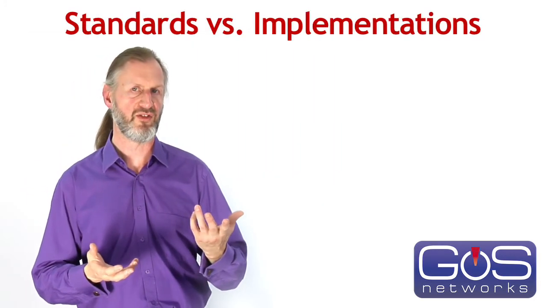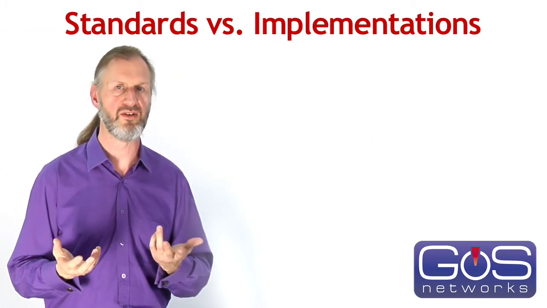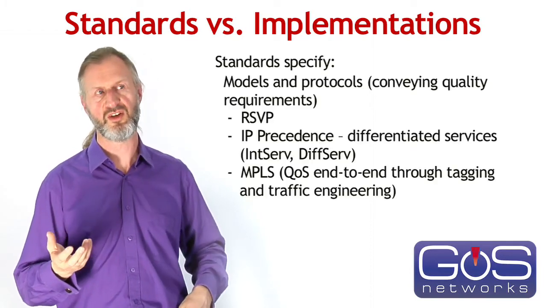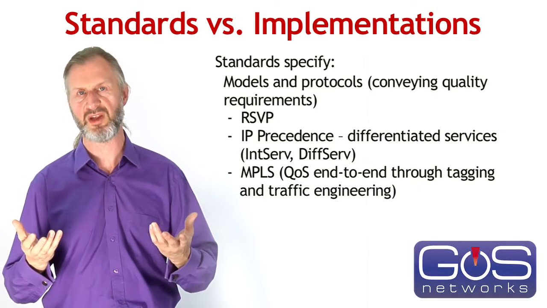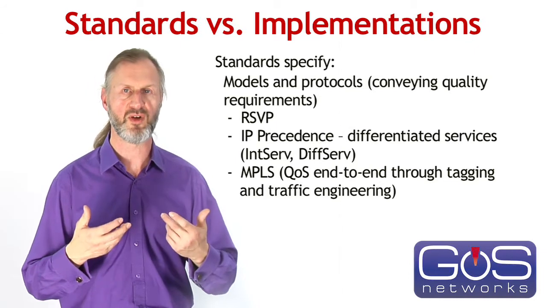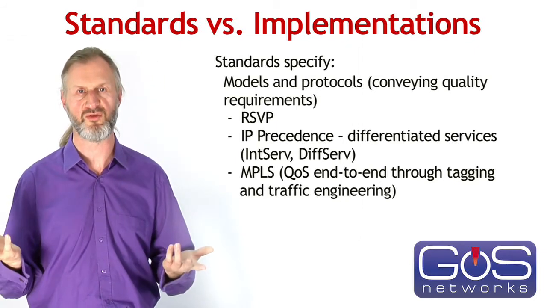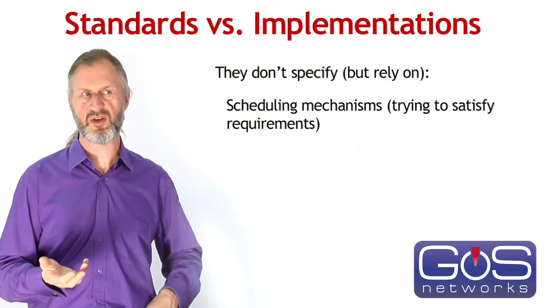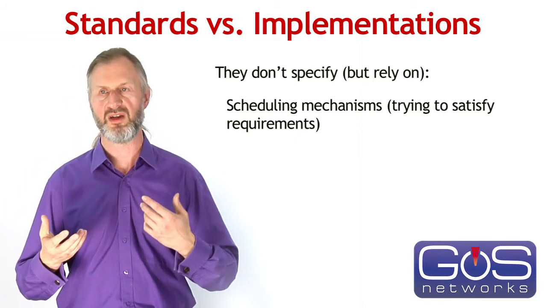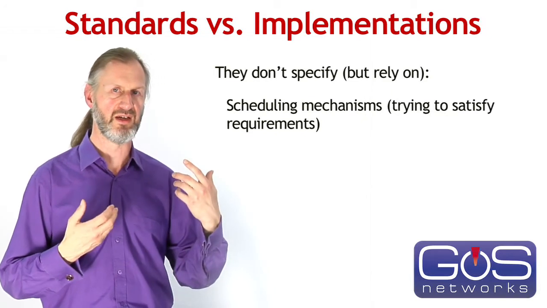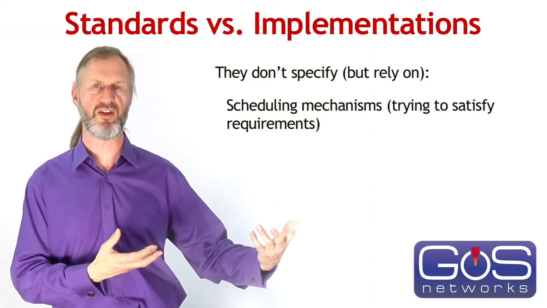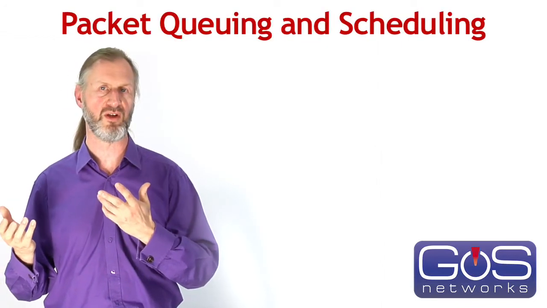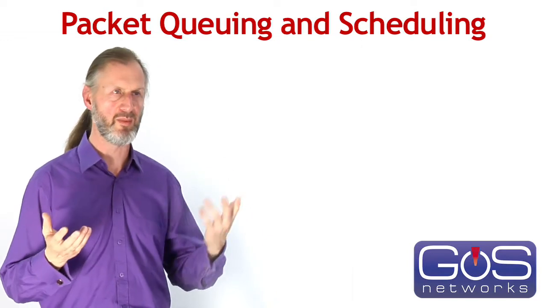Before I go on, I'll say something about standards. There's a misapprehension that standards actually have already solved a lot of these problems. We need to be very careful about standards. Standards typically specify models of how they want networks to behave or what should happen, and they also specify protocols. These are means of transmitting information from one place in the network to another. What they implicitly rely on but don't tend to specify is scheduling mechanisms that actually implement the required behavior. So packet queuing and scheduling remains really outside the domain of standards. That's where we can deliver a benefit with our unique IP. So I'll say a little bit more about this now.